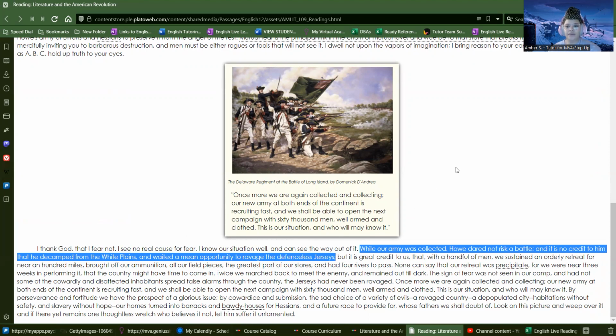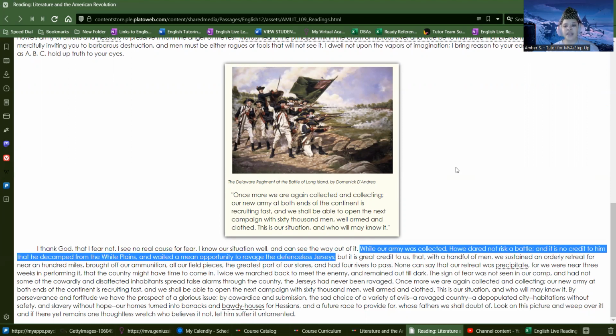So he's saying here that Howe didn't want to fight the American army when they were collected and organized. And he says it's no credit to him, so he doesn't get any credit. It is not something that's good for him that he decamped. So that means he left the White Plains and waited for a mean opportunity to ravage or attack the defenseless Jerseys.